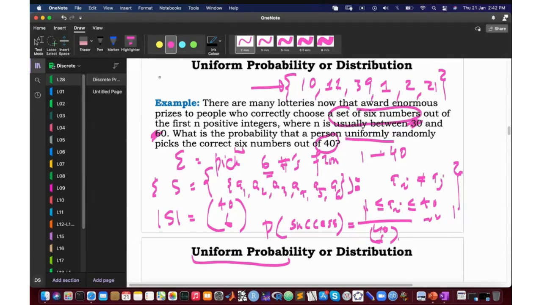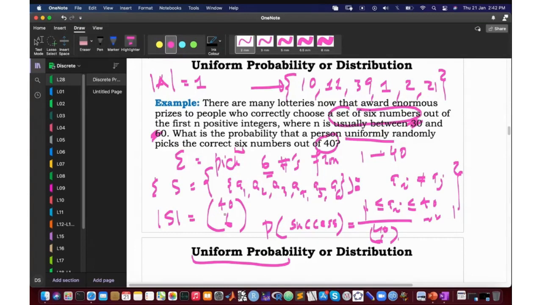which means कि जो आपका सेट है, सक्सेस का सेट है, उसका साइज सिर्फ 1 है, एक कॉम्बिनेशन है जो आपको चाहिए. Okay, out of all these combinations, which are 40 choose 6. Does it make sense?